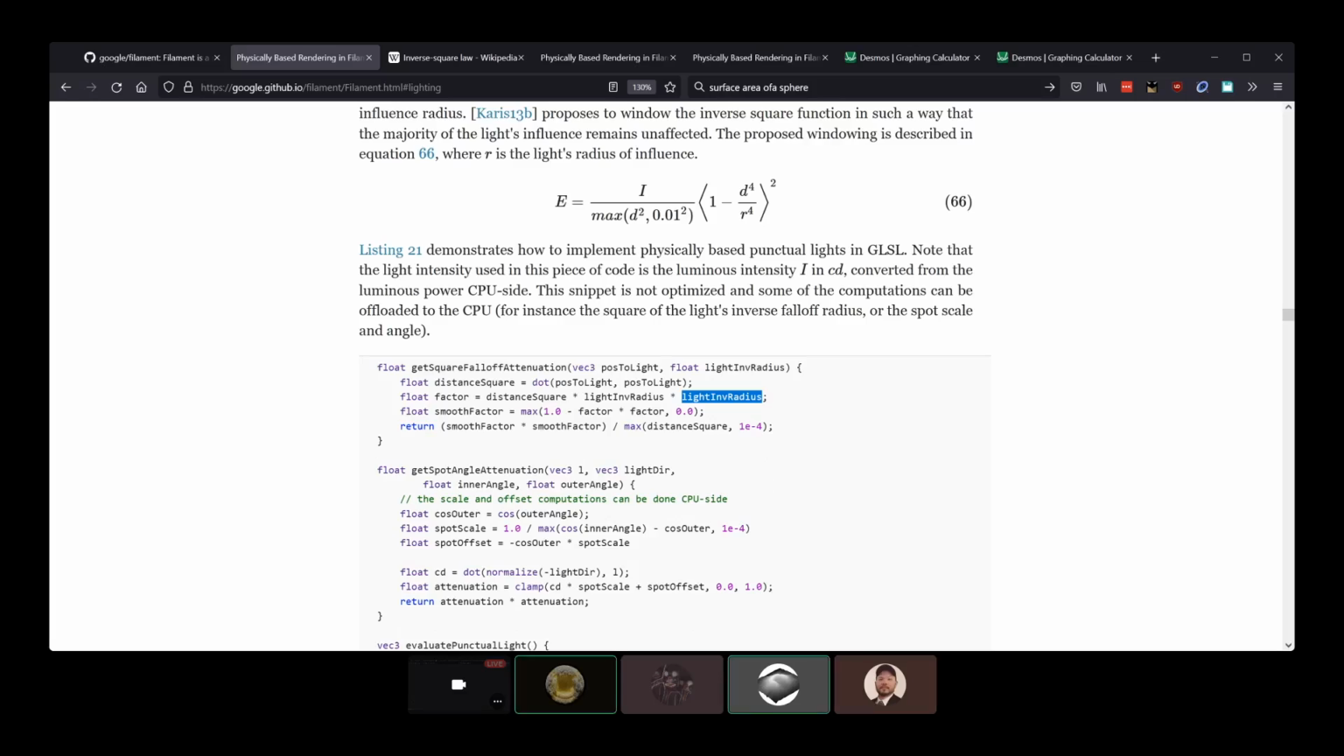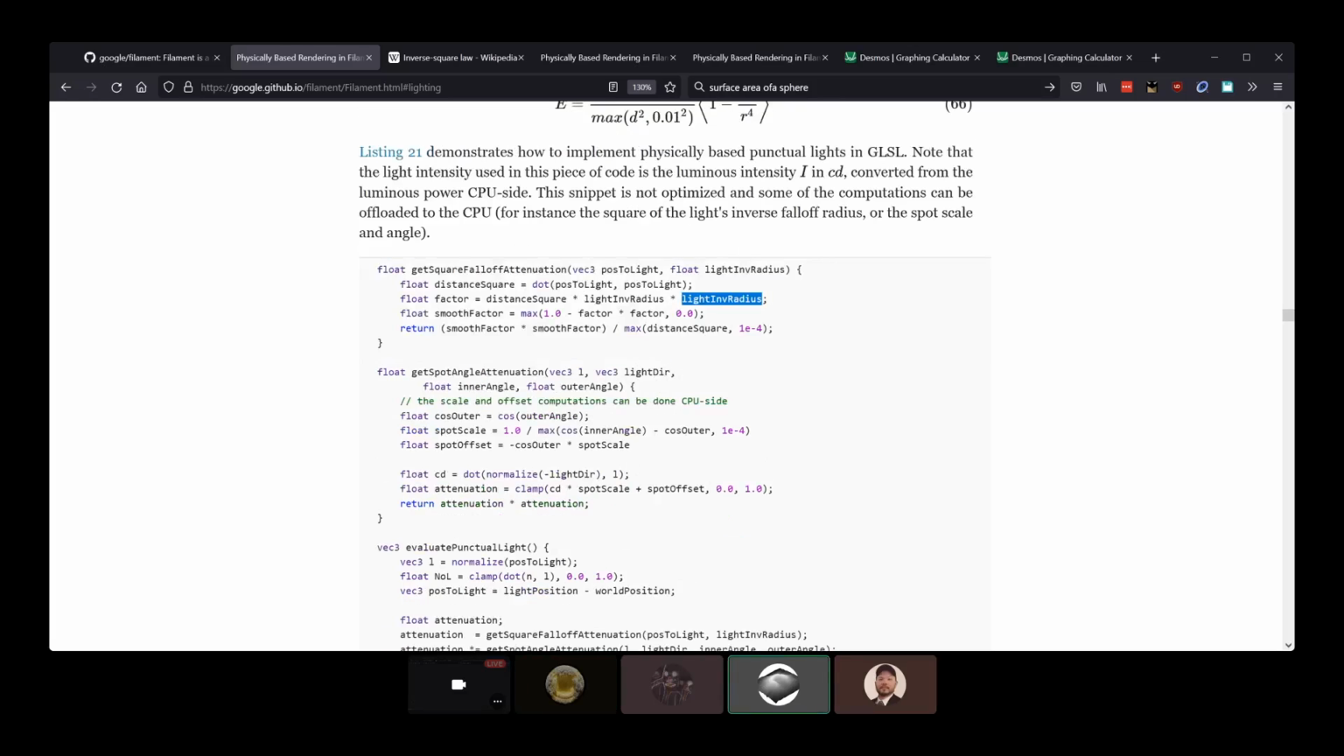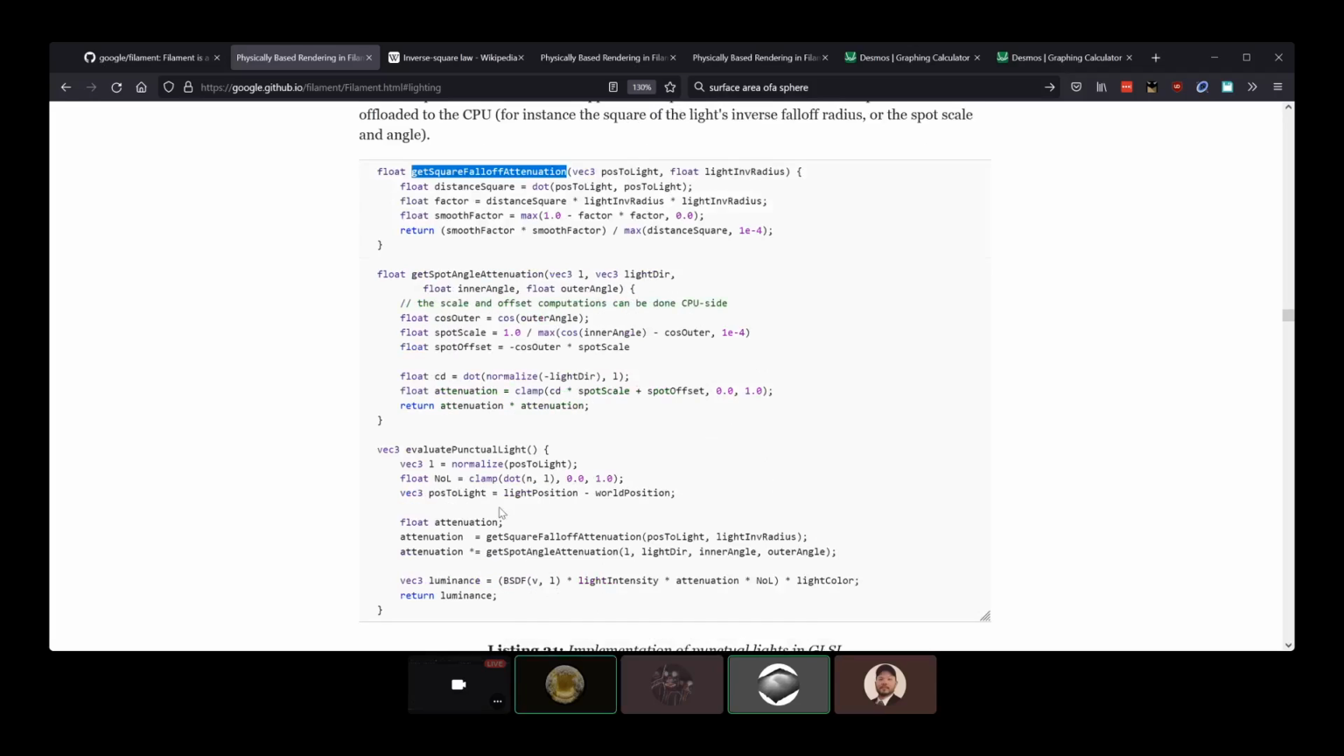But light in radius comes from get square falloff attenuation, which is this thing. It's passed in. Oh, you just store the inverse radius in the light itself, as opposed to the regular radius. You never really need the regular radius as a parameter of the light. So if you have a buffer of lights, you just calculate it on the CPU or something. Yeah, I think they mentioned.